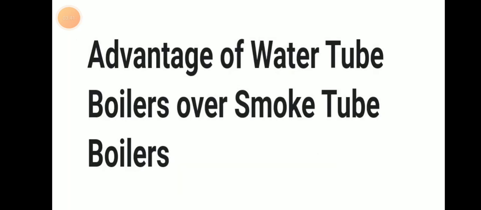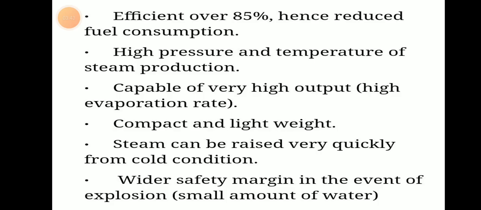So what are the advantages of the water tube boiler? It is efficient, over 85%, nearly 95% efficiency. Fuel consumption is reduced, and high pressure and temperature steam can be produced. They are capable of very high output, which means a very high evaporation rate. It is compact and light in weight, and steam can be raised very quickly from cold condition.